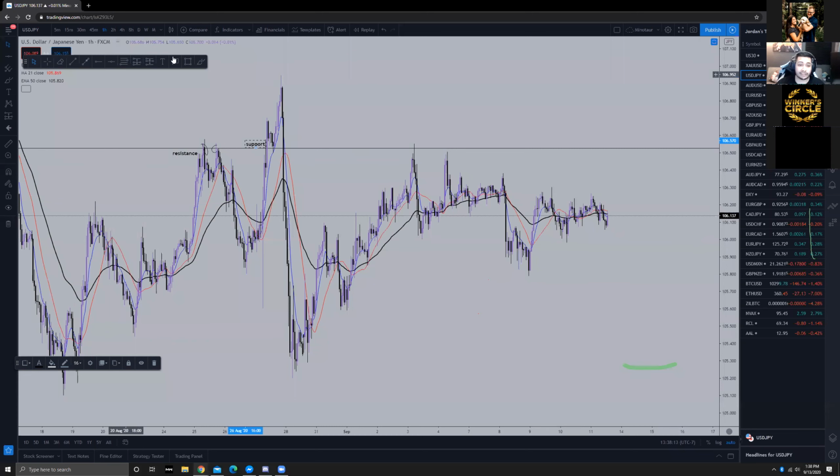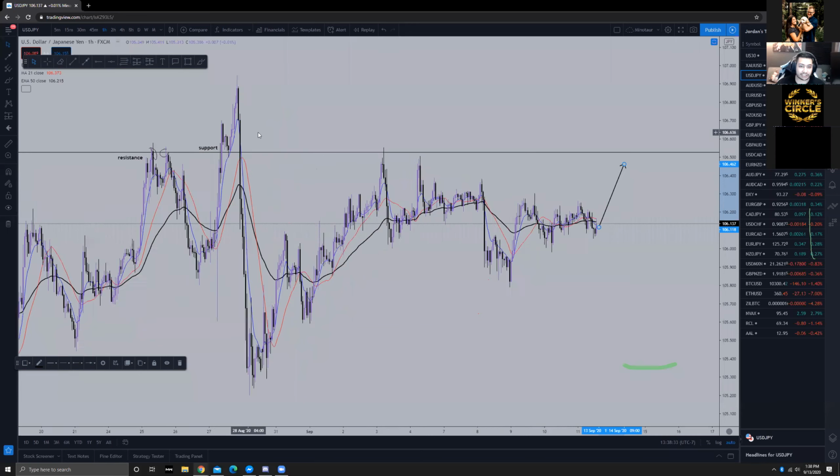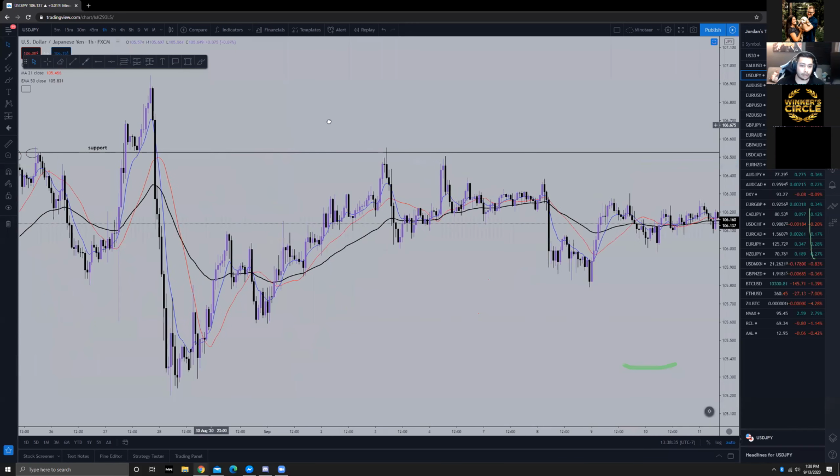So as price in the future continues to climb up, we can expect something to happen there, and it gives us targets. It gives us an area of confluence where we know that potentially price is either going to stop and completely reverse, something like this, or it'll break through and retest just like it did right here.